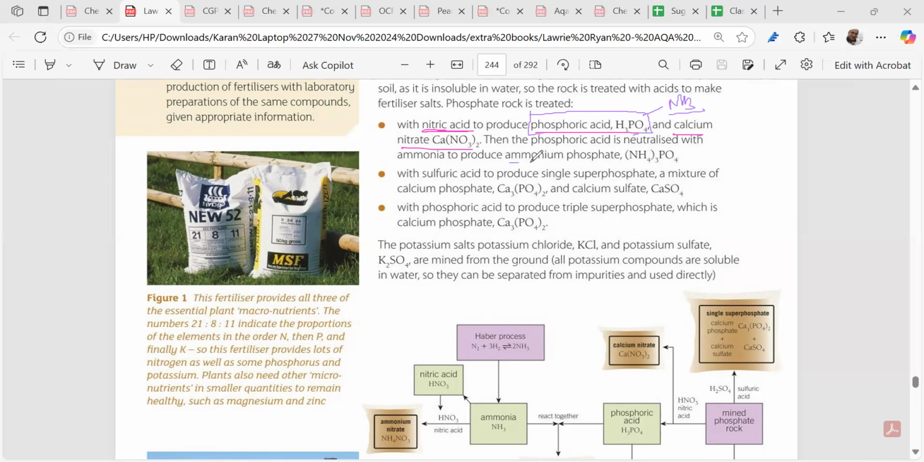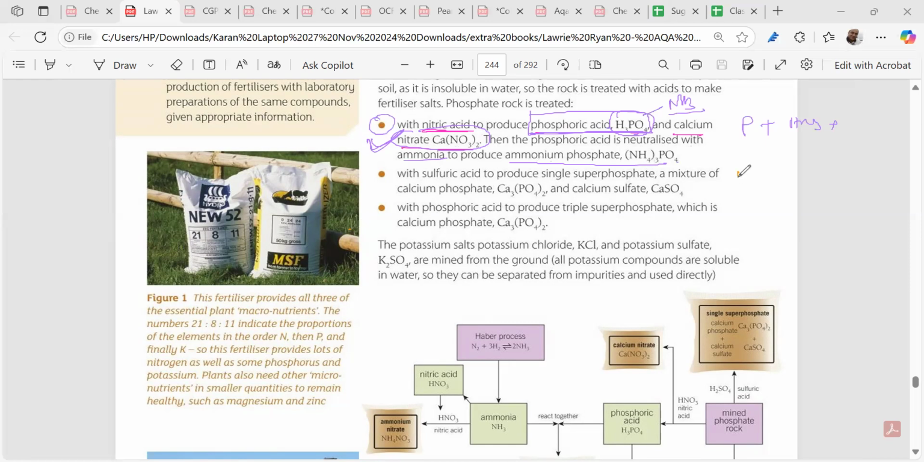And we get ammonium phosphate, right? So calcium nitrate we are getting, and we are neutralizing the phosphoric acid, which is also a product. What do we add? We add the phosphate rock plus nitric acid, HNO3. We get phosphoric acid and calcium nitrate. We neutralize the phosphoric acid by adding ammonia. We get ammonium phosphate. This is one process of making the phosphate rock soluble.